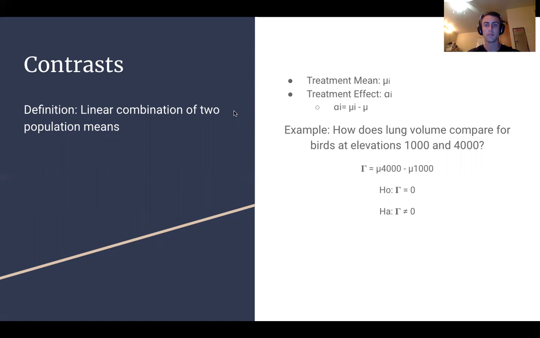In this example, we'd like to figure out if lung volume is different for birds at elevations of 1,000 feet versus 4,000 feet. To set this up, we're going to use the term gamma to define the contrast. As you can see, the coefficients 1 and -1 add up to 0. Therefore, this is a valid contrast. The null and alternative hypotheses are that gamma is equal to 0 or not equal to 0, respectively. This is what we call a pairwise comparison, where we compare one mean to another.